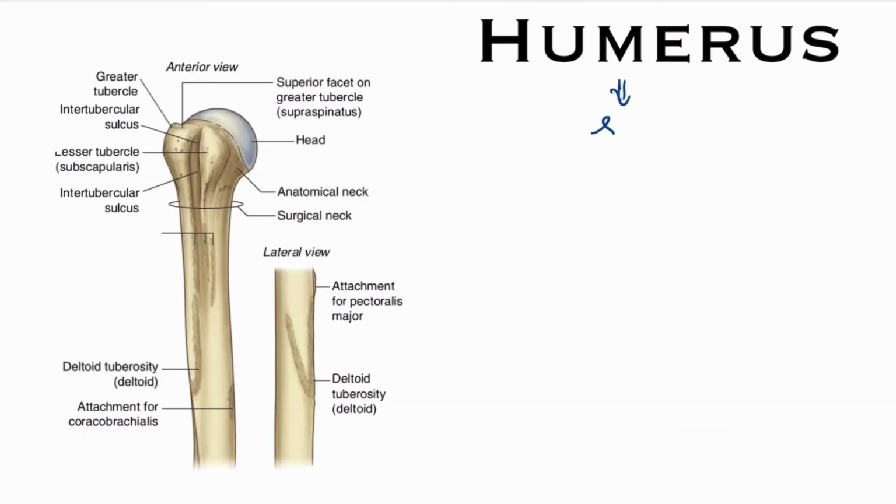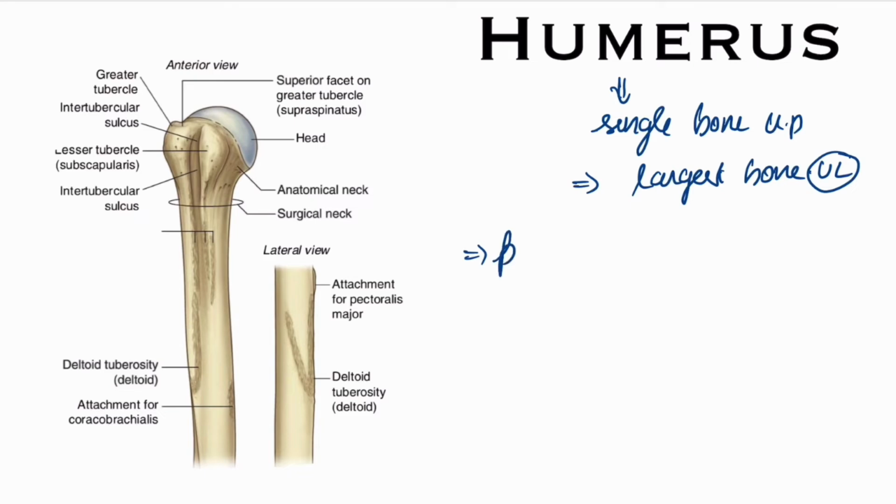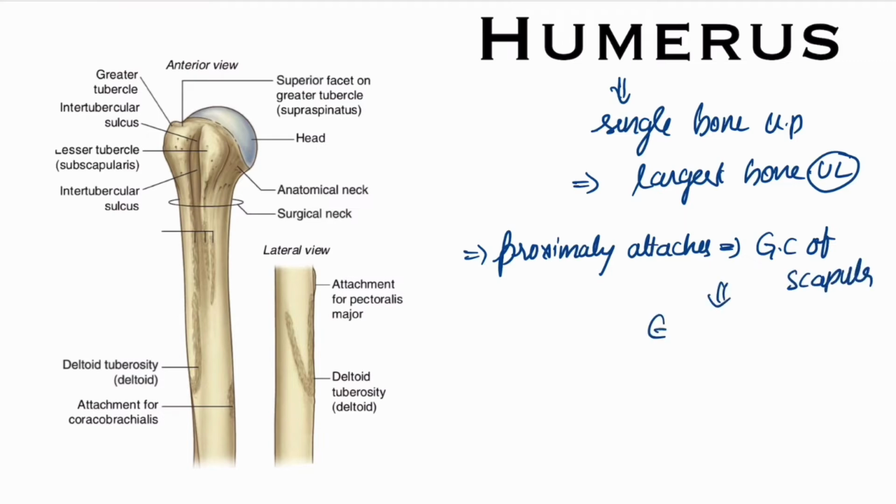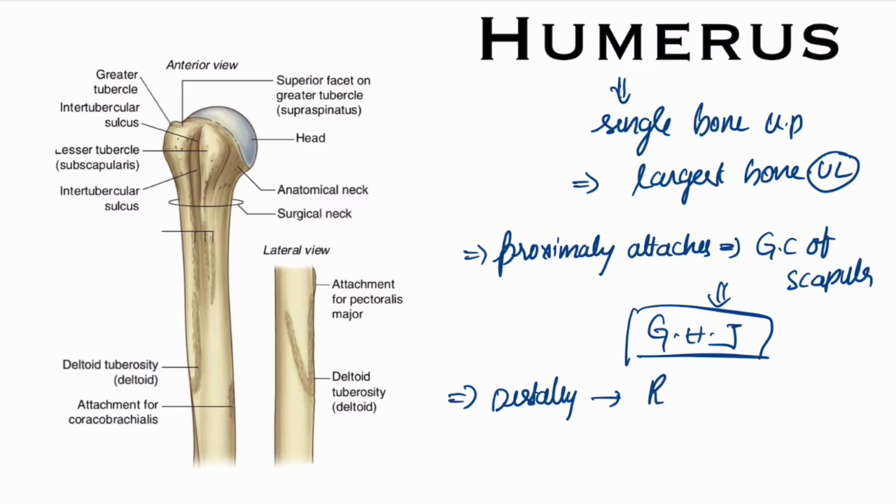Humerus is the single bone in the upper limb, and this is also the largest bone in the upper limb. Proximally, the humerus attaches to the glenoid cavity of the scapula to form the glenohumeral joint. Distally, it is attached to the radius and ulna to form the elbow joint.